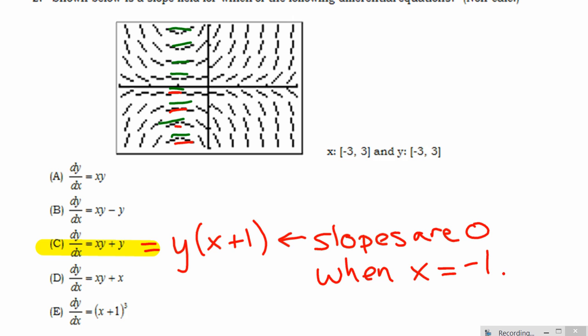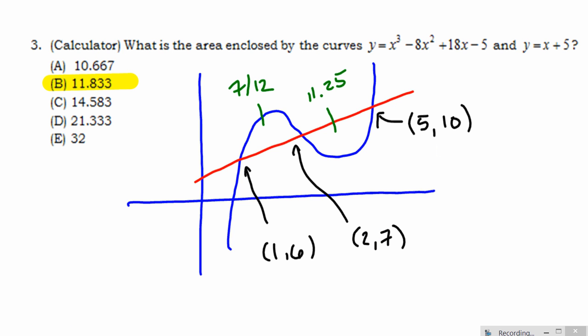So I didn't actually bother trying to solve any of these. I just kind of looked for key features, and I didn't go through all the key features on the other ones, but that's the one that matches up. And in question 3, I drew here what my calculator graph showed roughly. The numbers in black are the ordered pairs where the 2 graphs intersect. The numbers in green are the areas of those 2 little pockets of space.